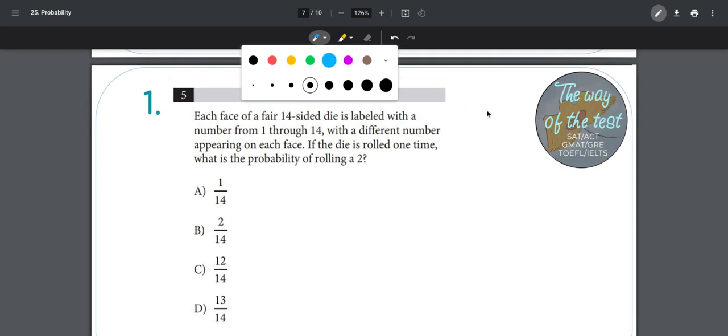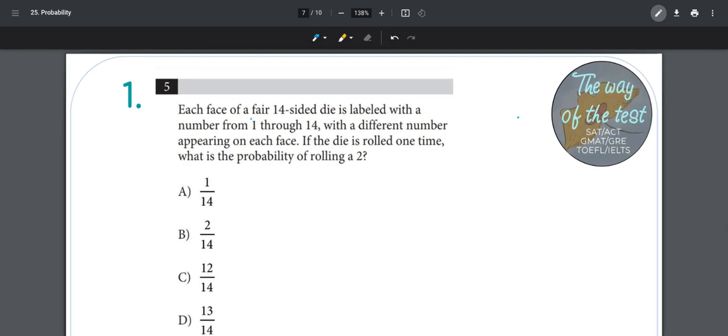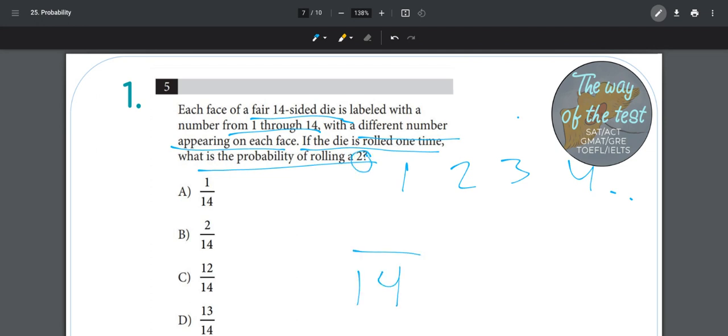Okay, so they say each face of a fair 14-sided die is labeled with a number from 1 through 14 with a different number appearing on each face, which means I have 1, 2, 3, 4, and so on. No number is repeating. And they say, if the die is rolled one time, what is the probability of rolling a 2? So in total, I have 14 numbers, so it will be out of 14. And what is the probability of getting a 2? Well, I only have one 2, so it will be 1/14, which will be the answer.